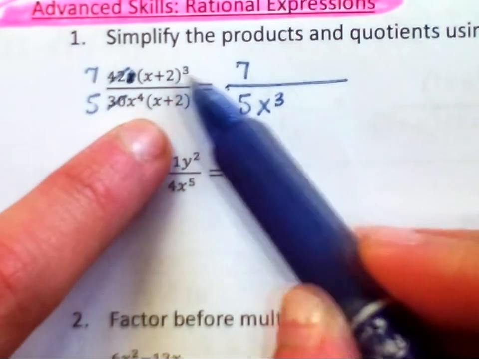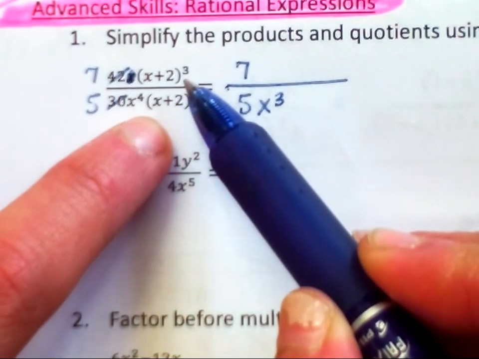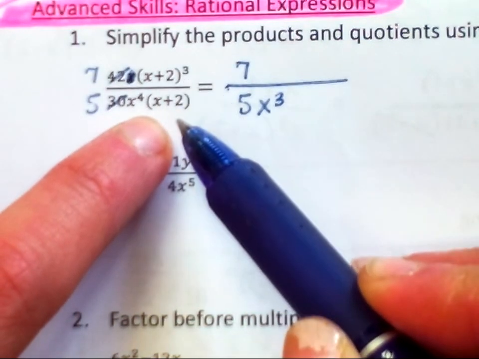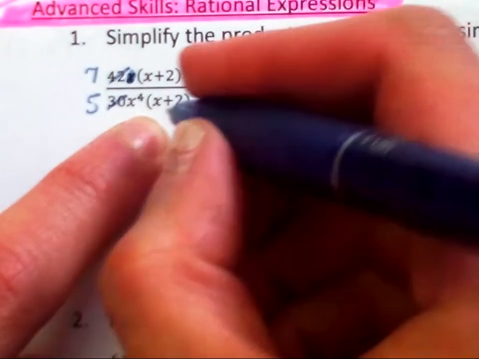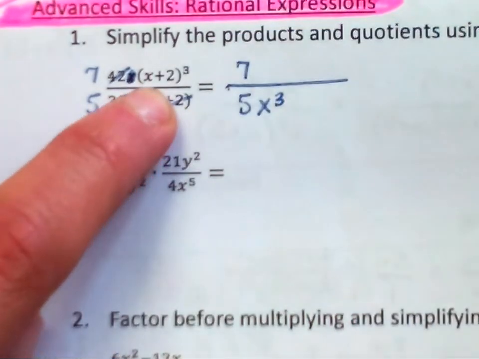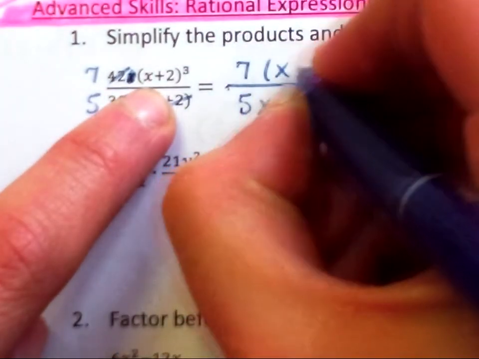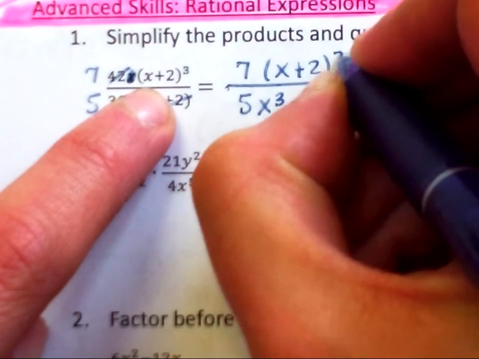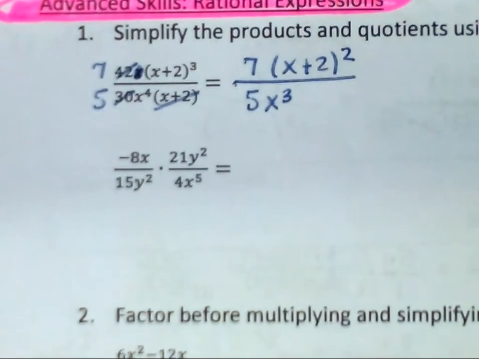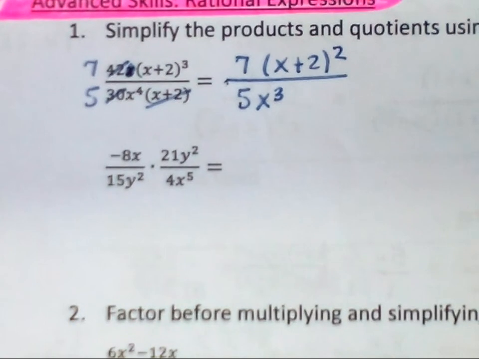And then we have 3 factors of x plus 2 in the top and only 1 in the bottom. So this one cancels out 1 from the top, which leaves 2 from the top. So the final answer would be 7 times x plus 2 squared over 5 times x cubed.